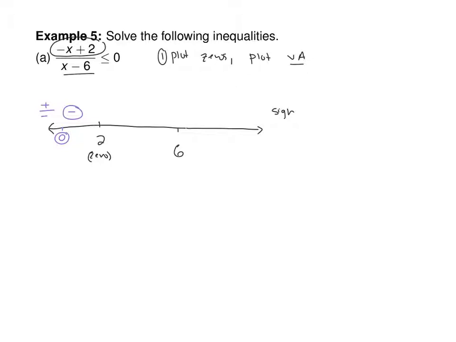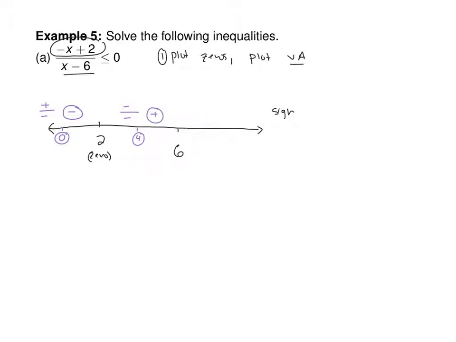What's a good test number between 2 and 6? 4, sure. Whatever number you pick, your conclusion about the sign will be the same. So if you plug in 4, your numerator is negative 4 plus 2, which is a positive or negative number? Negative. Your denominator is 4 minus 6, that's negative. A negative over a negative makes a positive.